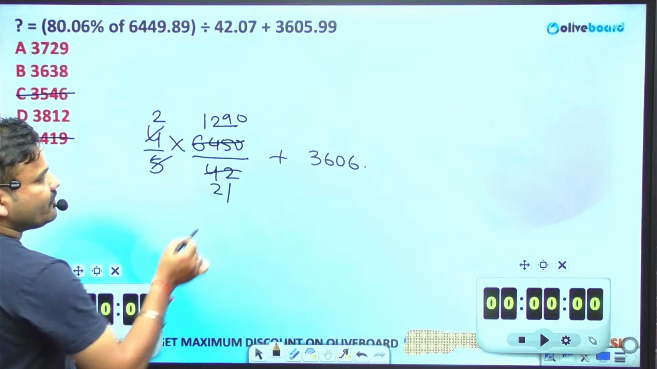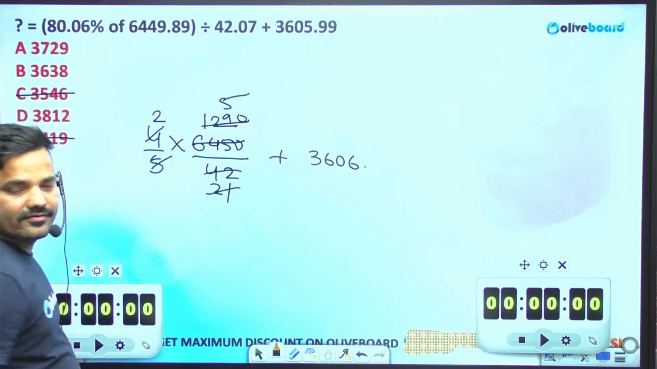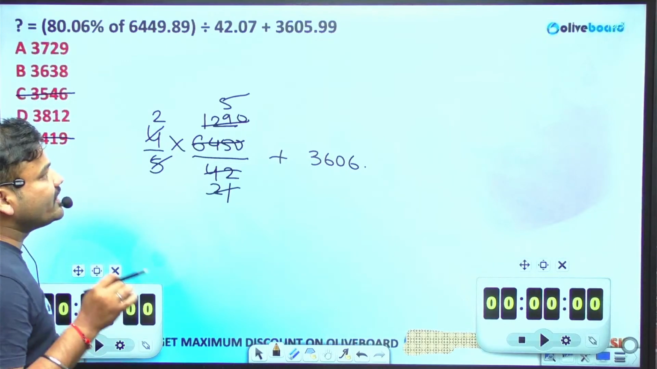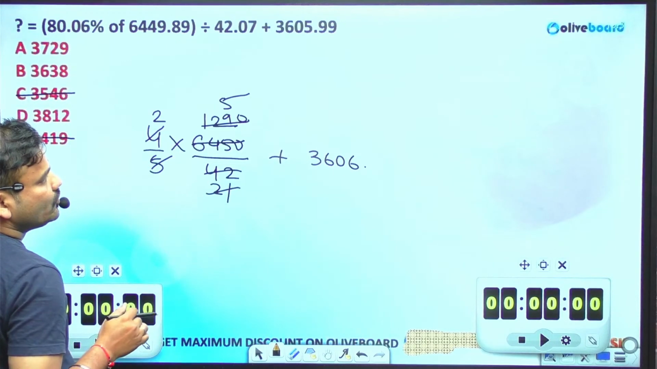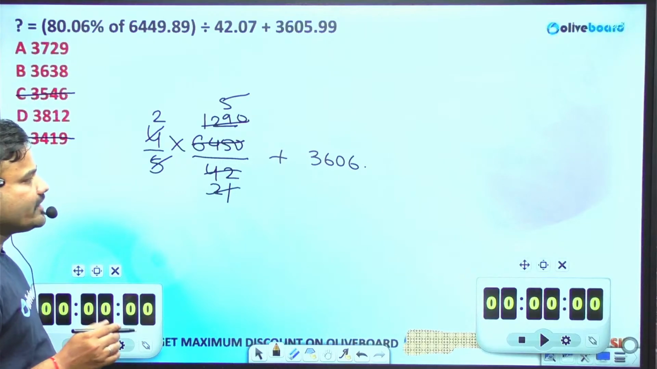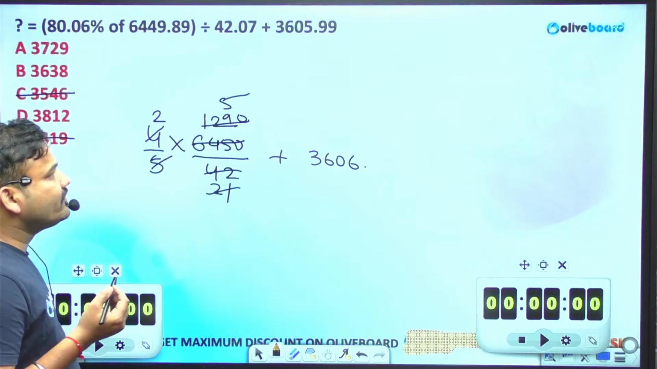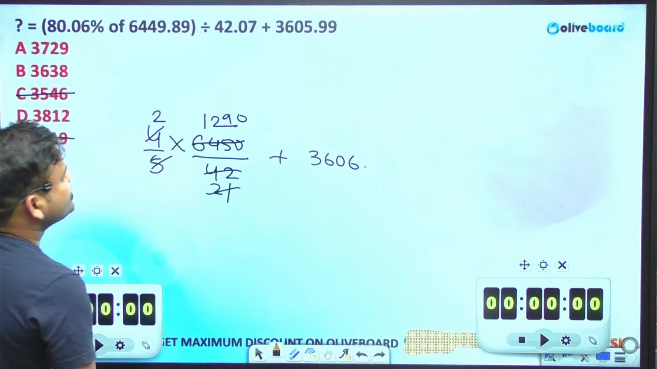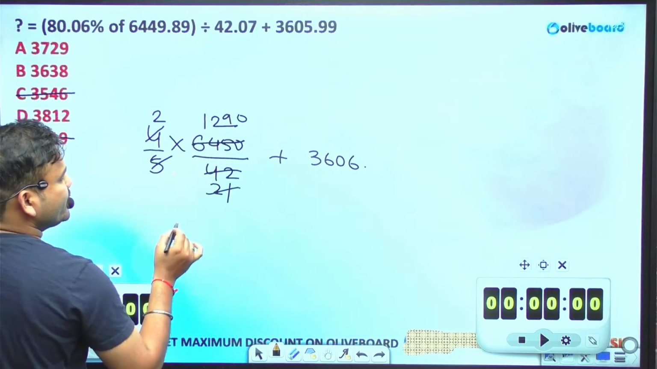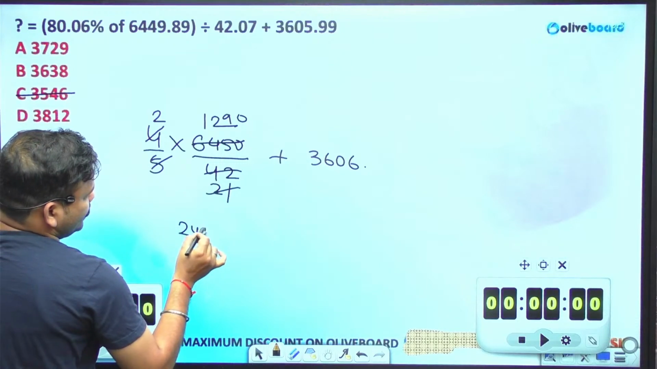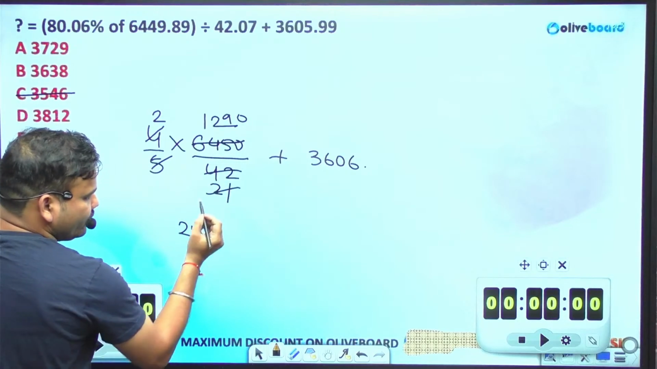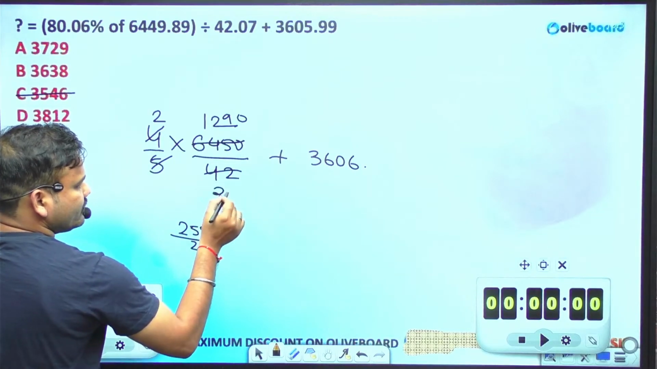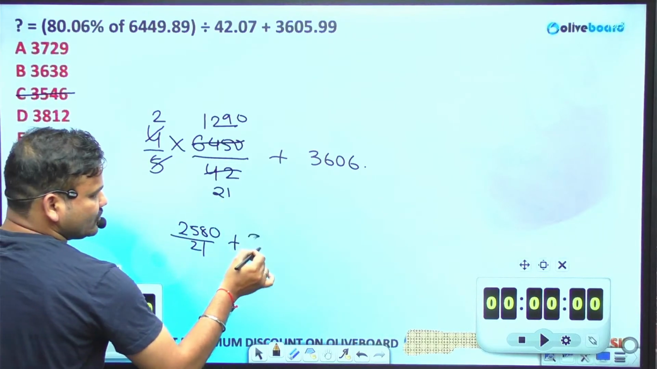Find 21 times 5. 21 times 5 is 105. What is being left over? That is 23. So 23, that is 230. So 21 times 10, or else what we can do is 1290 into 2, that is 2400 plus 19 into 2 is 180. 2580. 2580 by 21 plus 3606.